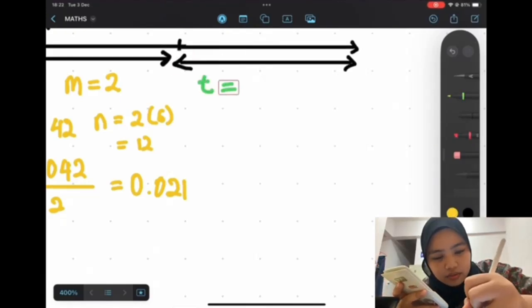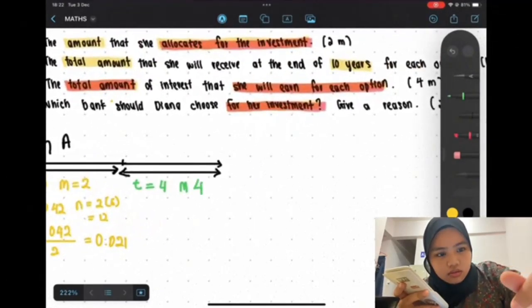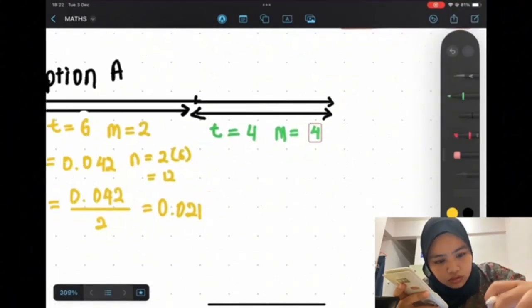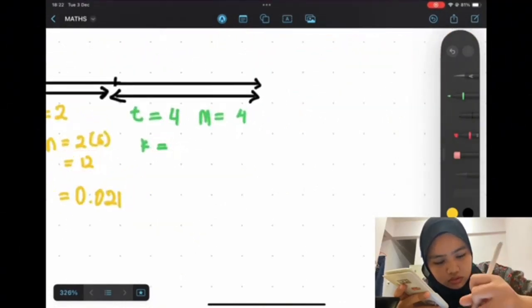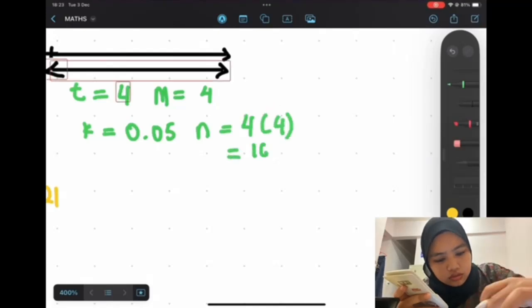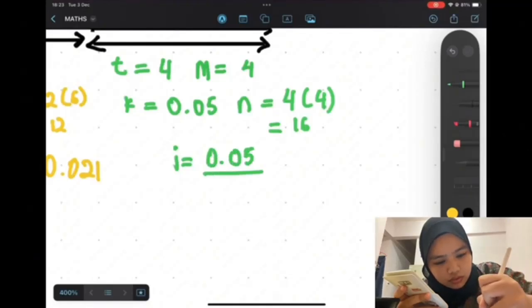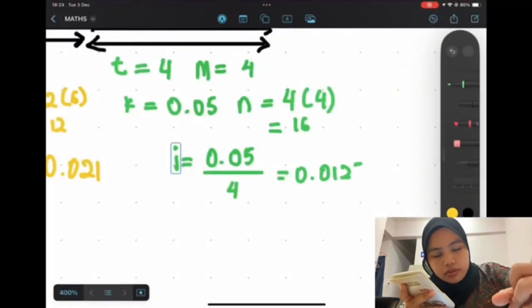So for the next 4 years, M equals 4, K equals 0.05, and N equals 4 times 4 equals 16. I, K over M, 0.05 over 4 equals 0.0125.